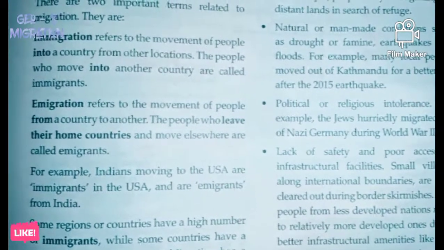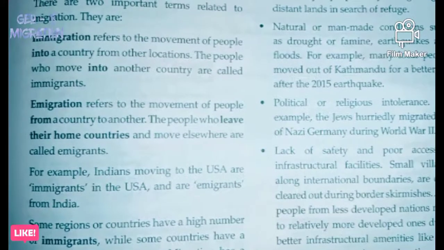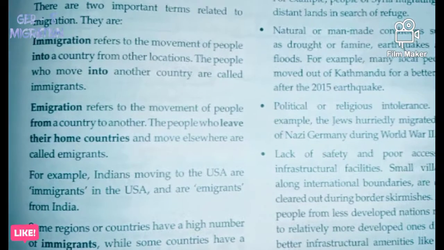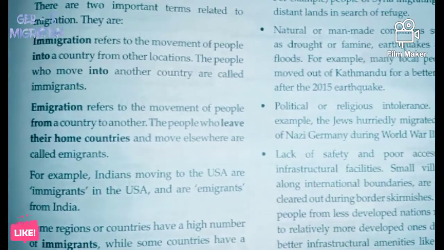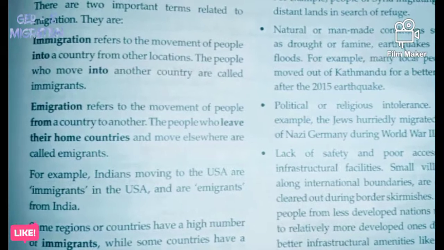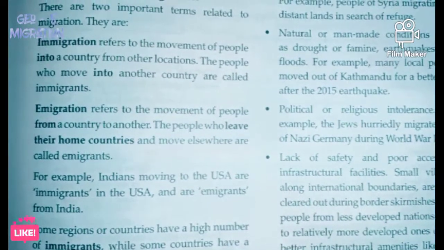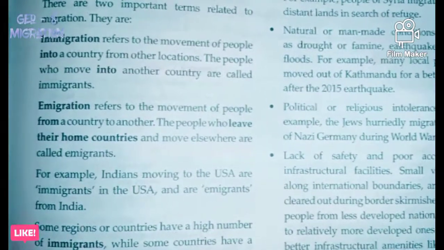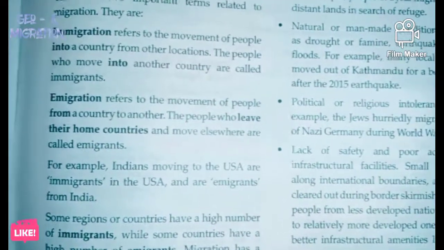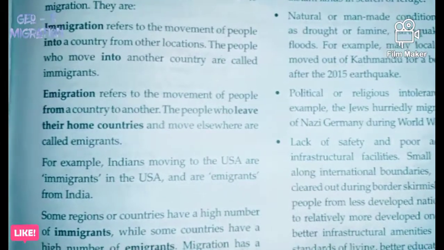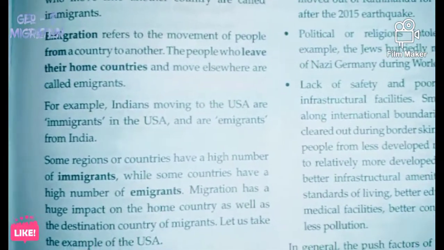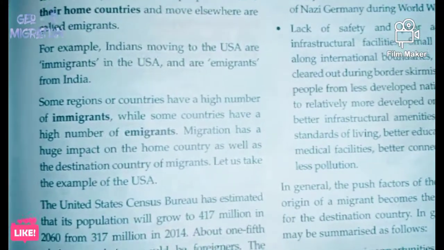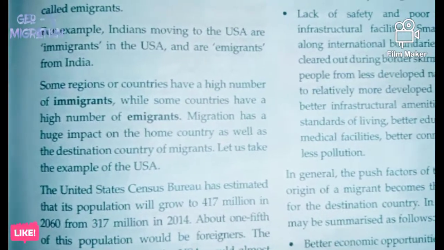And when they come to India, they become immigrants. So those who leave their country are emigrants, and those who settle in another country are called immigrants. This is the slight difference between emigration and immigration. Here one more example is given of India and USA. I hope you understood the concept of emigration and immigration in a proper way. Just try to understand the spellings properly. With the help of spelling, we can understand the concept very properly.